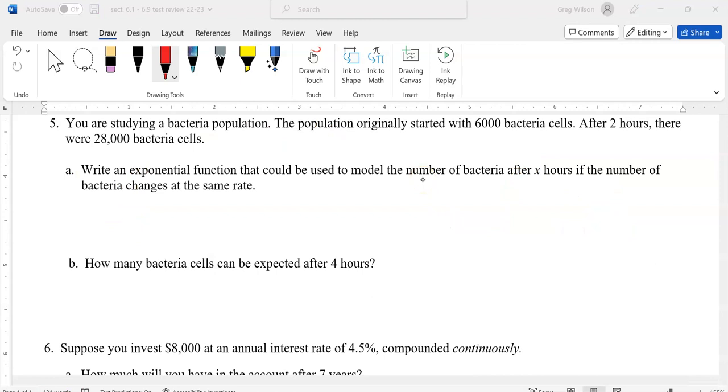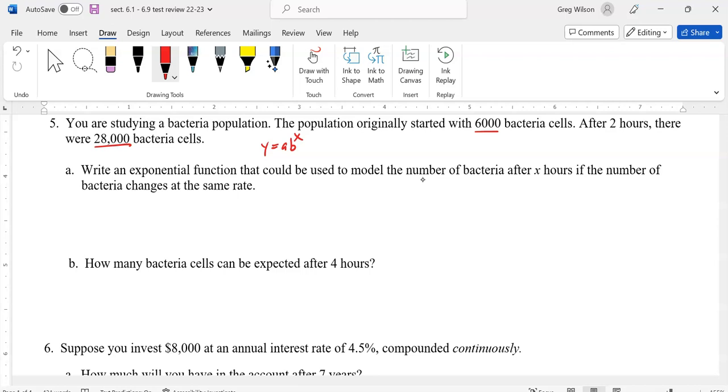All right. Number 5 is another exponential function problem. So our end result is going to be this, but the way we're given the information, we'll approach it just a little bit differently. We don't really know right offhand what the rate of growth is. We know it's growing because we started with 6,000 and it eventually became 28,000. But what we don't know is what percentage growth that is. So we're going to solve for B in this case.